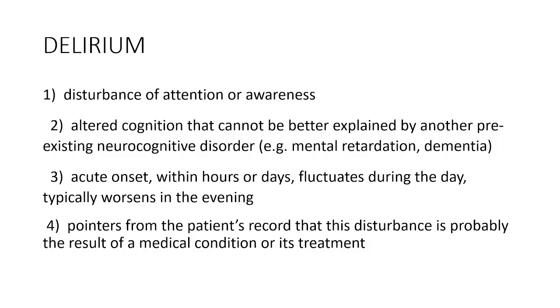Now coming to delirium briefly, what is delirium? Delirium is a disorder of cognition. It has a relatively acute onset within hours or days, with a fluctuating level of sensorium, which typically worsens in the evening. There is a disturbance of attention, there will be inattention or impaired awareness, along with altered cognition, which is not better explained by another pre-existing condition, for example, mental retardation, dementia. And from the disease progress or the clinical context, you will have some idea that this disturbance that we are seeing is probably the result of a medical condition or its ongoing management.